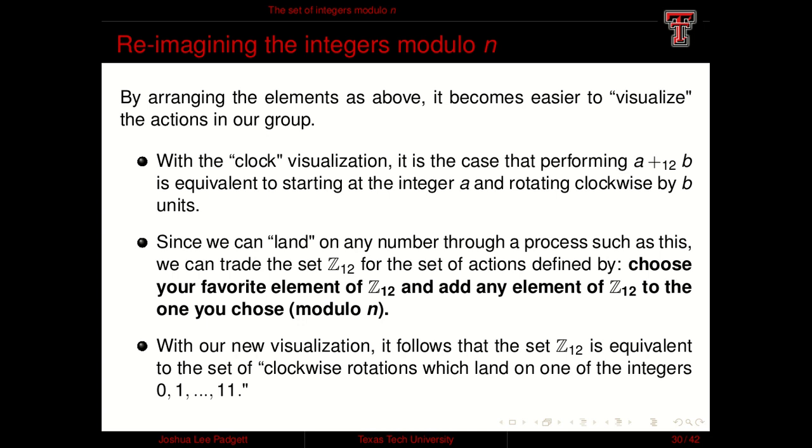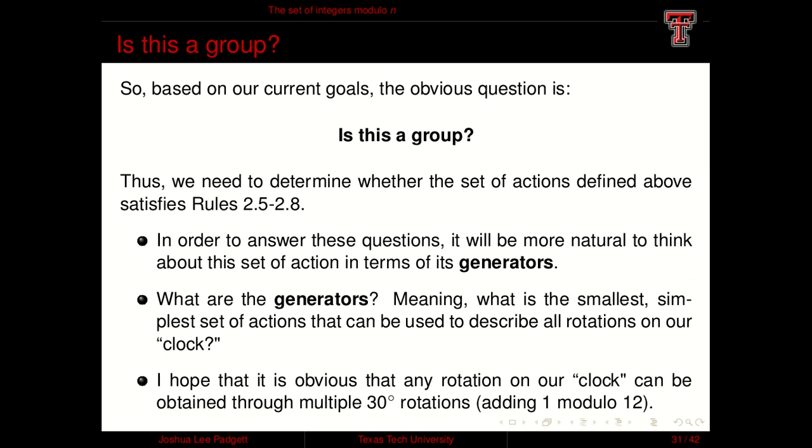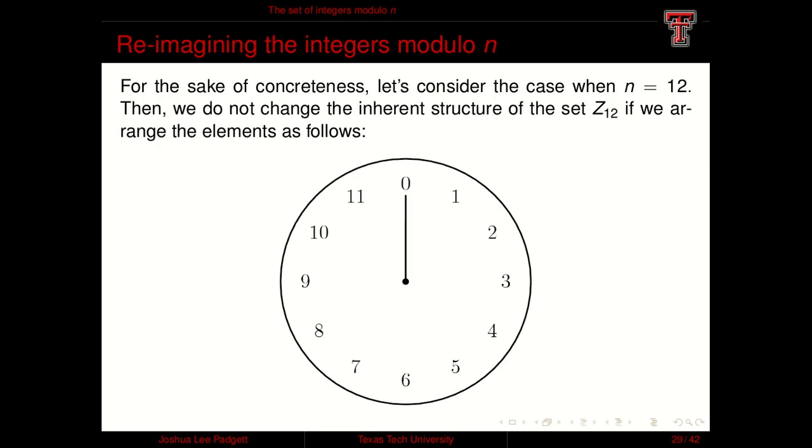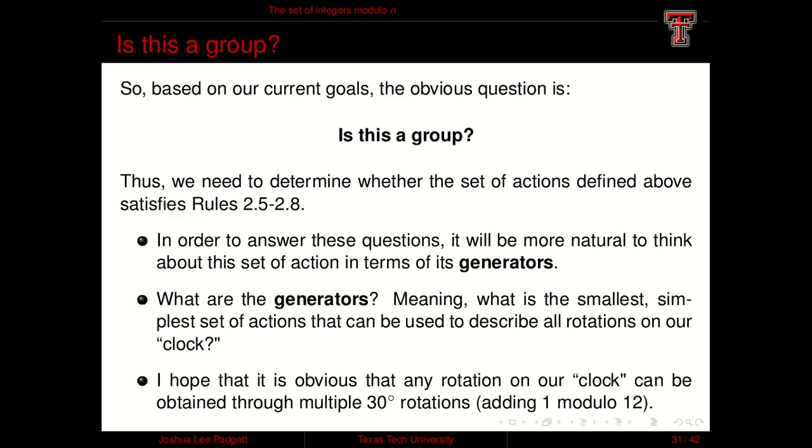And now in our new visualization, we have a nice way of representing it, which is as follows. The set Z12 is equivalent to the set of clockwise rotations which land on one of the integers 0, 1, ..., 11. So my actions are simply all of the possible ways that I can configure this hour hand on this clock. All right. Now, our question, of course, is: is this a group? And we know it is, but we need to verify it using the rules that we have laid out.